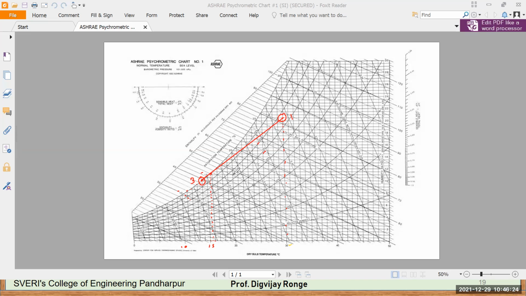Another method here: the bypass factor is given. So you can divide this line into 10 equal parts, right? And then you can take the first part, that will be our TD2. So there are two methods.